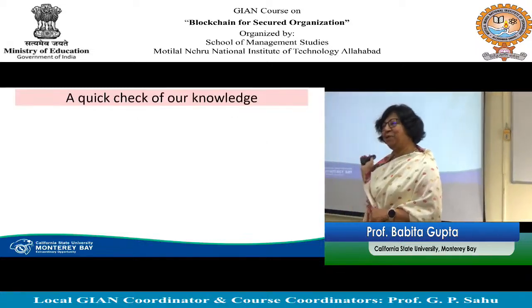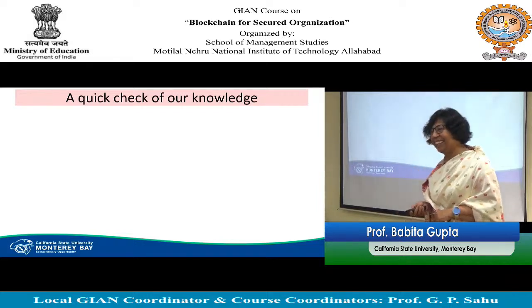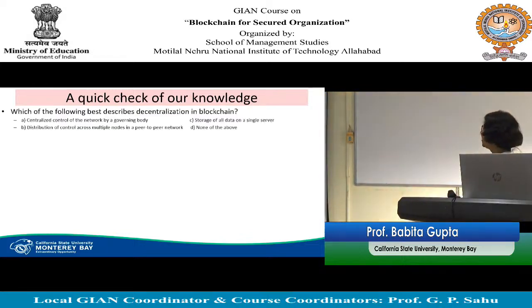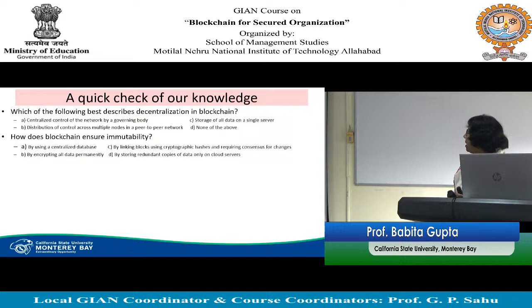So this is our favorite time of the day, right? It is mine. Okay, so which of the following best describes decentralization in blockchain? Excellent. Distribution of control across multiple nodes in a peer-to-peer network. Okay, we ready for the second one? How does blockchain ensure immutability? Okay, so by linking blocks using cryptographic hashes and requiring consensus for changes.